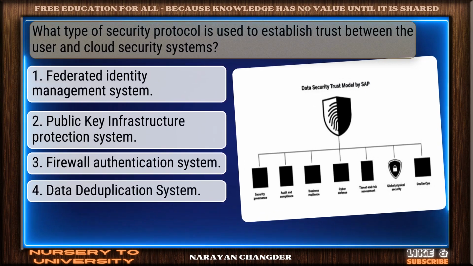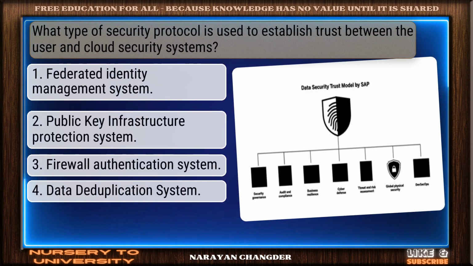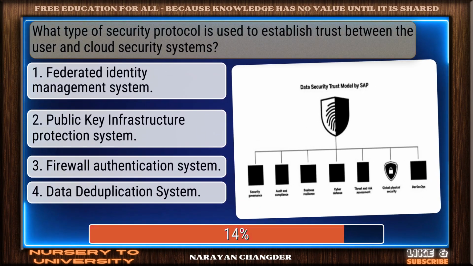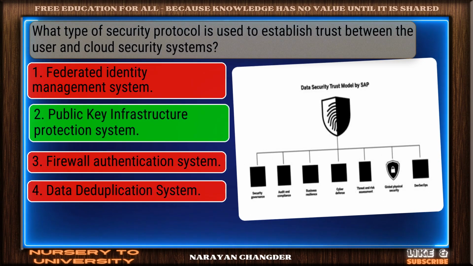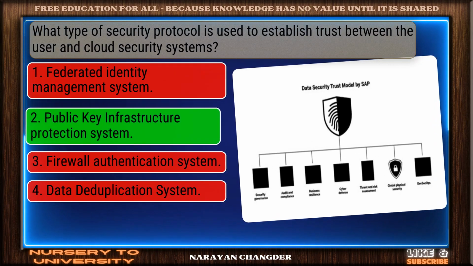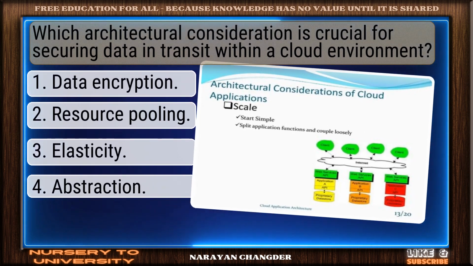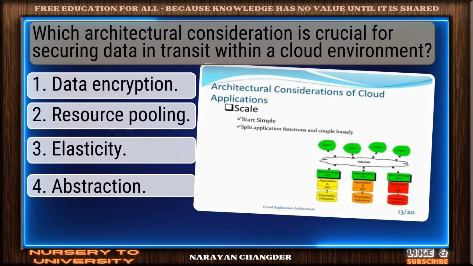Question number 27. What type of security protocol is used to establish trust between the user and cloud security systems? Right choice. Public Key Infrastructure Protection System is the best answer. Question number 28. Which architectural consideration is crucial for securing data in transit within a cloud environment?